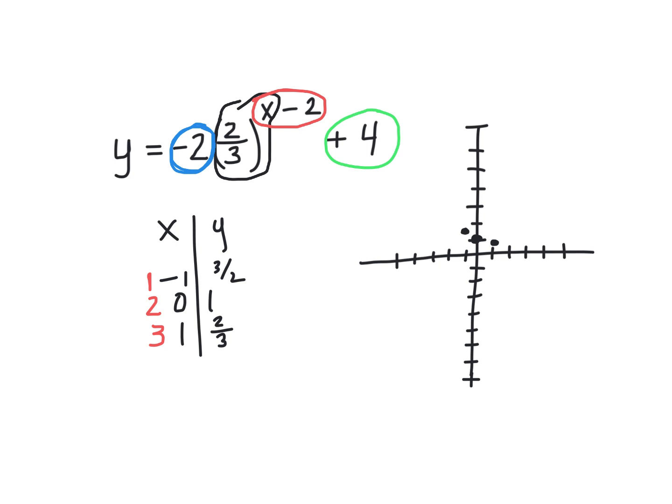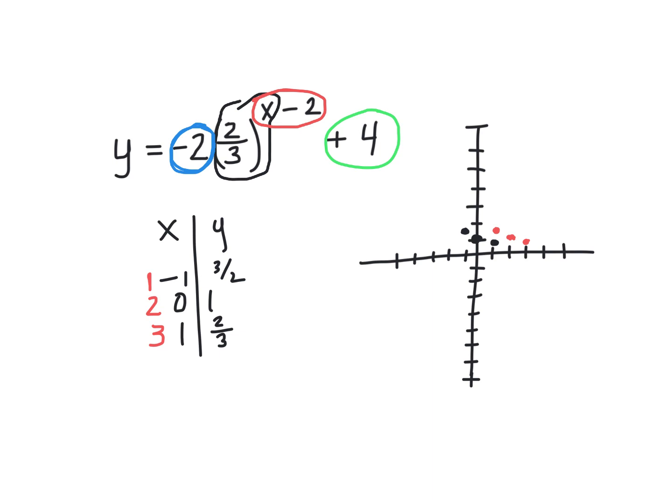Okay, so I'm going to have the negative 1, 3/2 moved right 2 is going to be 1, 3/2. 0, 1 is going to be 2, 1. Positive 1, 2/3 would be 3, 2/3. So you can see these points are just moved to the right 2.